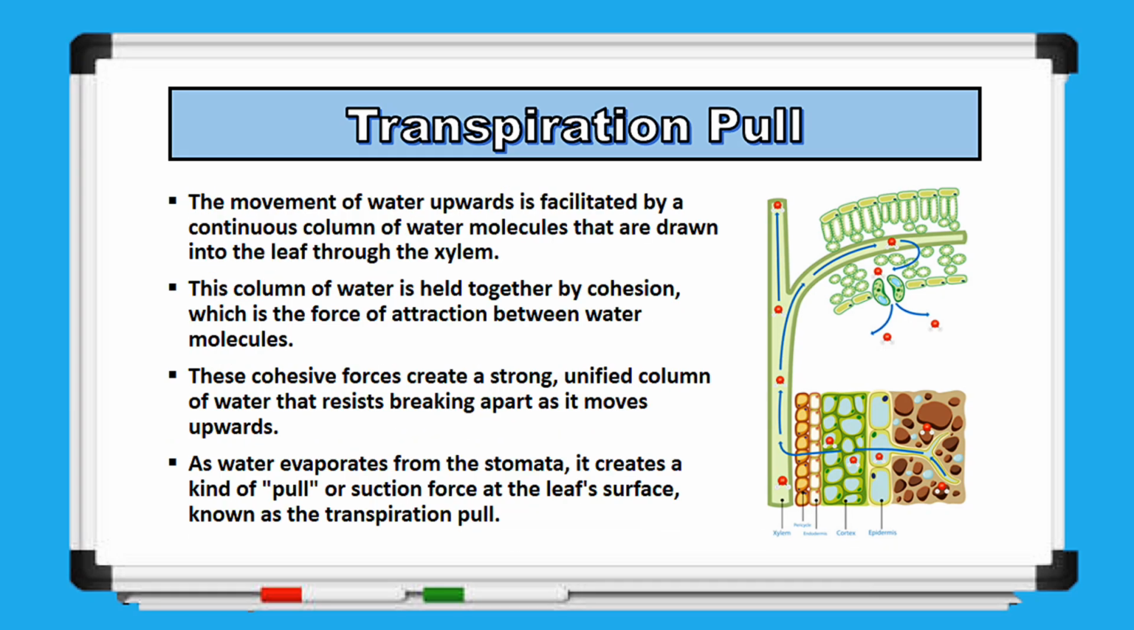In transpiration pull, the upward movement of water is made possible by a continuous column of water molecules that travel through the xylem into the leaves. This column stays intact because of cohesion, the attractive force that holds water molecules together. These cohesive forces give the water column strength and stability, preventing it from breaking apart as it moves upward through the plant. When water evaporates from the leaf surface through the stomata, it creates a kind of pulling or suction effect at the top of this column. This pulling force, the transpiration pull, is what drives the entire column of water upward from the roots, through the stem, and into the leaves.